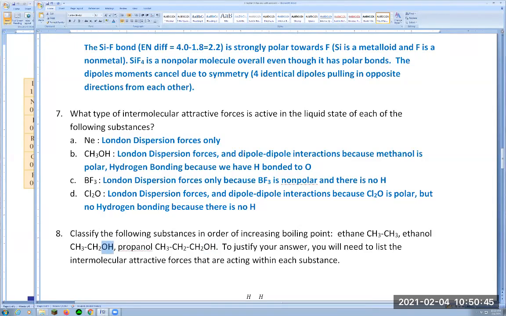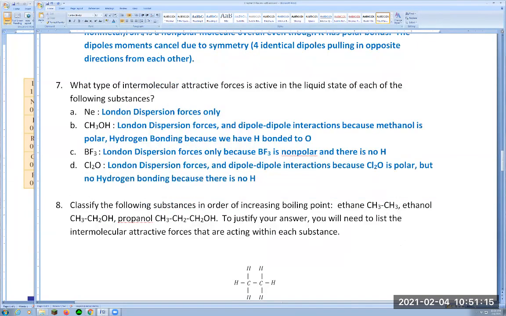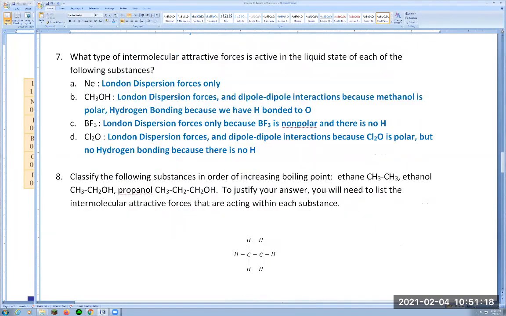And so to justify your answer, you will need to list the intermolecular attractive forces that are acting within each substance. And to decide on the intermolecular attractive forces, we need to decide if we have polar molecules or not. And to decide if we have polar molecules or not, we need the Lewis structure. So the first step is to get the Lewis structures of each. So let's get ethane. So ethane, CH3CH3. So we have the 2 carbons in the center surrounded by the 6 hydrogens. So we only have single bonds.